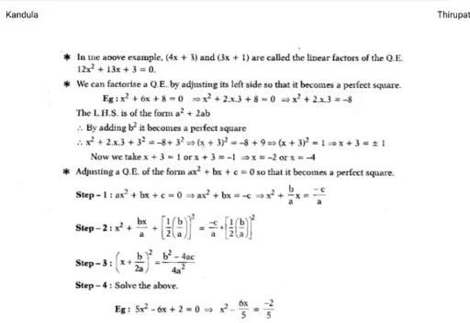So x plus 3 whole square is equal to minus 8 plus 3 square, and 3 square becomes 9, 9 minus 8 equals 1. So x plus 3 whole square is equal to 1, where x plus 3 is equal to plus or minus 1. x plus 3 equals 1 or x plus 3 equals minus 1. Where x plus 3 equals plus 1 means x equals minus 2, and x plus 3 equals minus 1 means x equals minus 4.